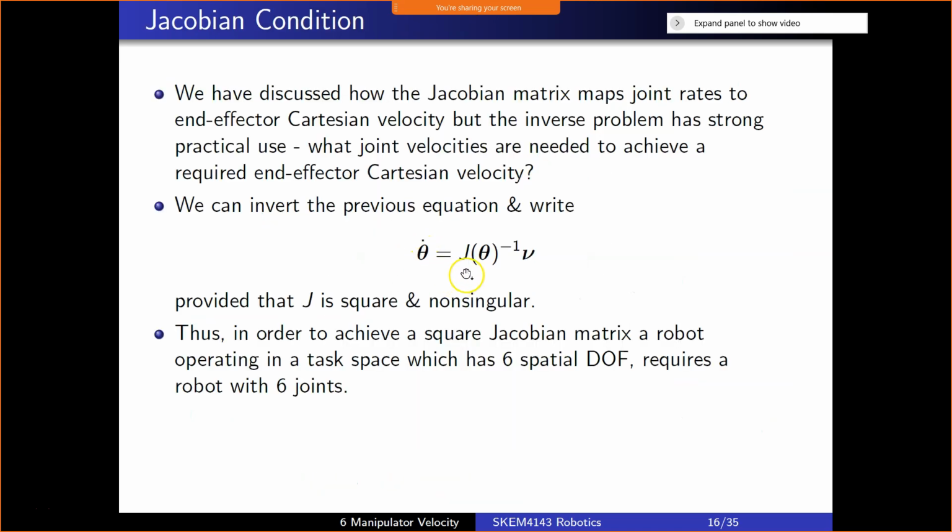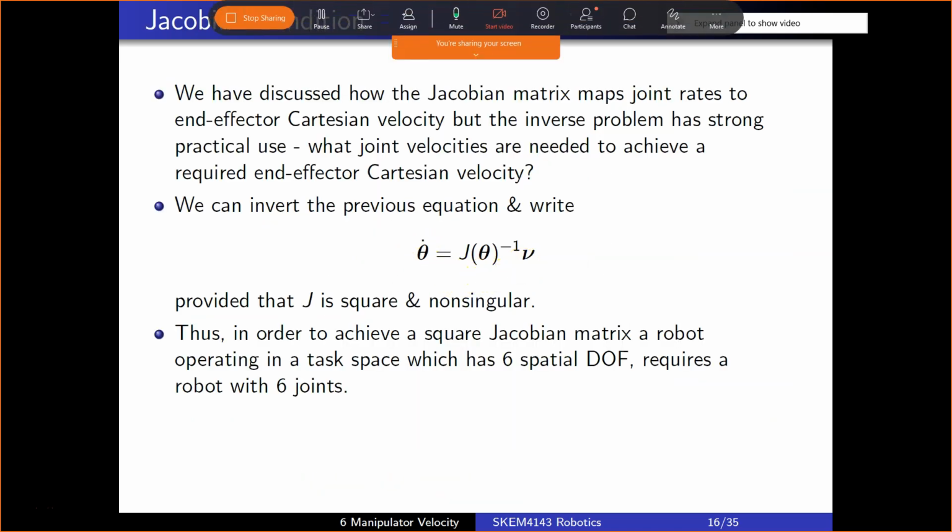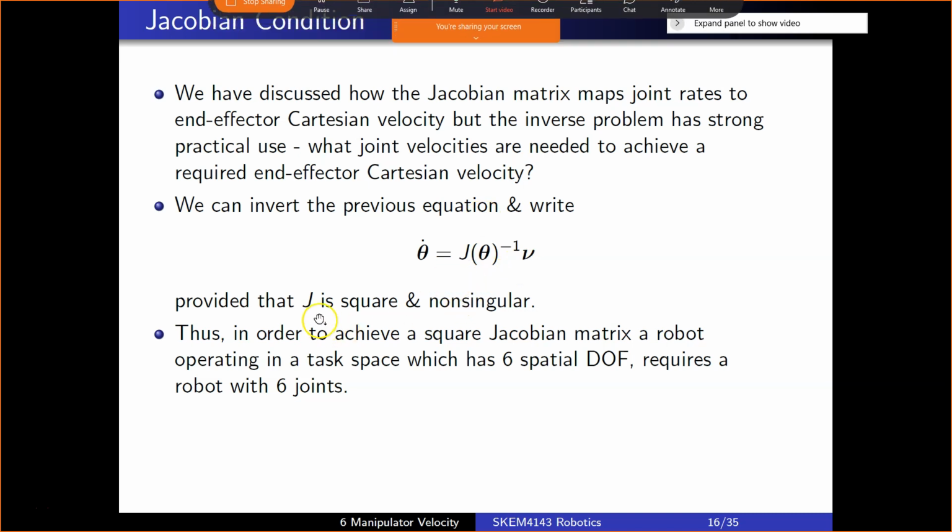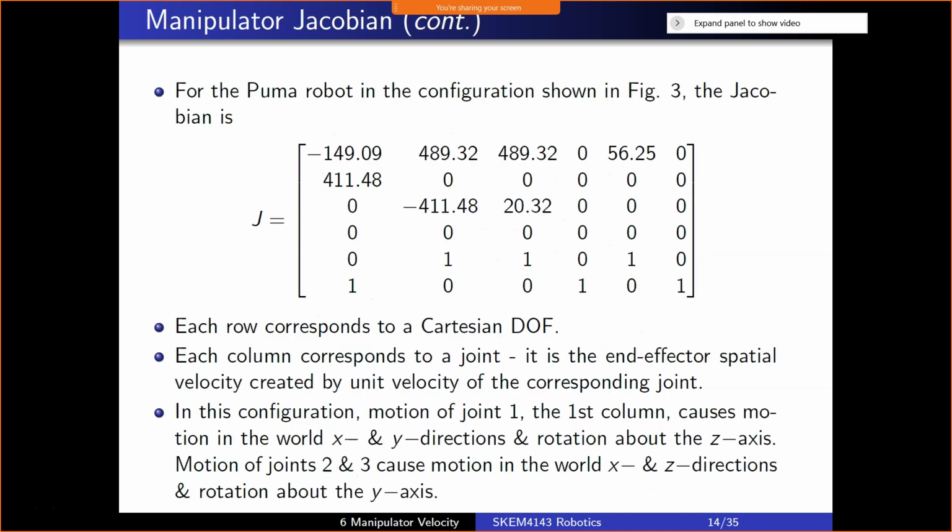Theta dot equals J inverse of nu, provided that J is square and non-singular. So J is a matrix, correct? In this case, J is a square matrix. So I hope you know what is a square matrix, right? Maybe you have learned it in your first year or second year mathematics courses.